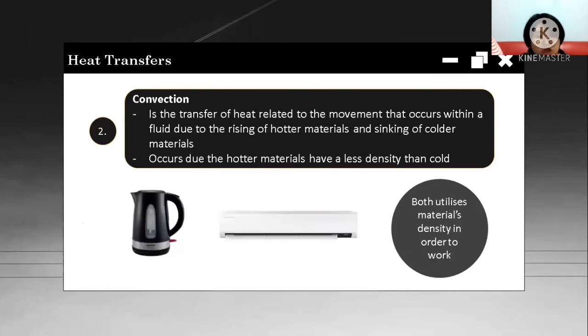Second, we have convection, which is the transfer of heat related to the movement that occurs within a fluid due to the rising of hotter materials and sinking of the colder ones. This is because the hotter ones have less density than the cold. The common examples for convection can be found in our kettle or electric kettle and our aircon.